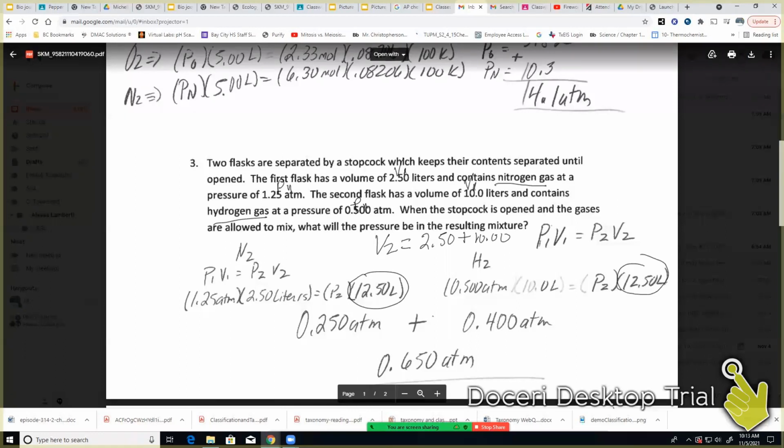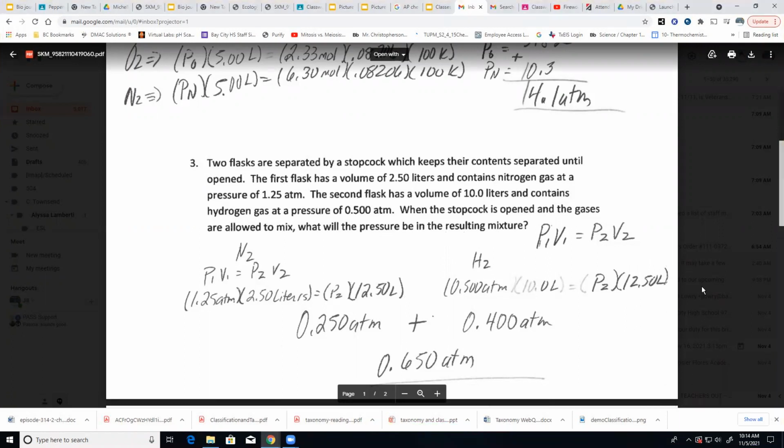So then you would have just figured out your P2, which would be your pressure of each one when they were allowed to mix, and then added together to get your total resulting pressure. Quite a few people were trying to use the ideal gas law on that one, but it was just a little bit different type of approach to it. That is actually a question that I got off the AP tests a few years ago, and I've used it. All right, any questions on that one?